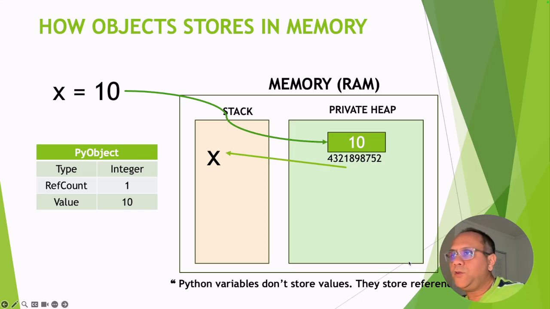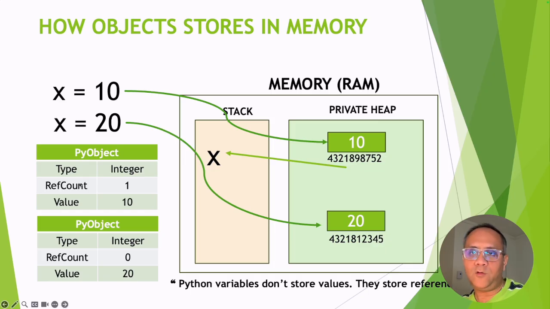Now let's see another scenario to understand this more. Here we have x equal to 10 and we have a PyObject created in the private heap. Now you assign a new value to x, that is x equal to 20. Then what happened? A new object is created in memory, called 20, which is again an integer PyObject, and it has reference count 1 because now x is referring to this particular new object 20 and x is no more referring to that old object 10. Then the reference count of object 10 becomes 0 because no one is referring to that particular 10 object now. Now x is referring to object 20.